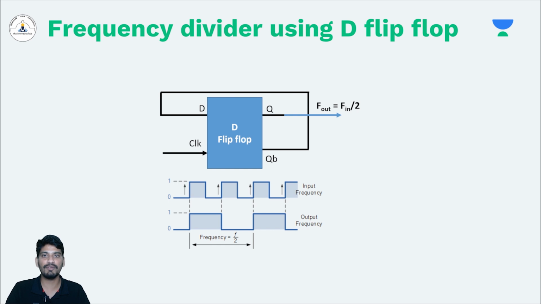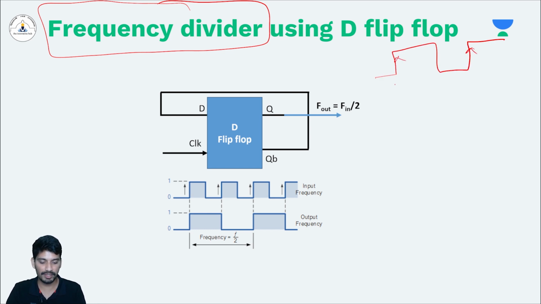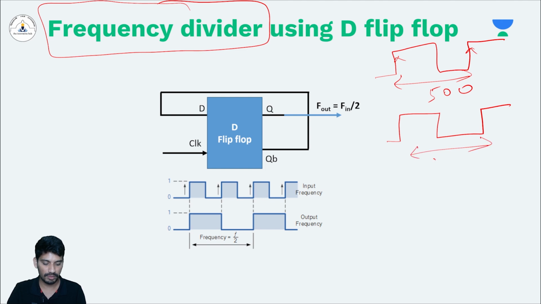One more application of D flip-flop is a frequency divider. What is a frequency divider? Let's say you have a frequency of 500 megahertz and you don't want that high frequency signal. You want a frequency of only 250 megahertz. How can you achieve that? How can you divide the frequency of a clock signal?